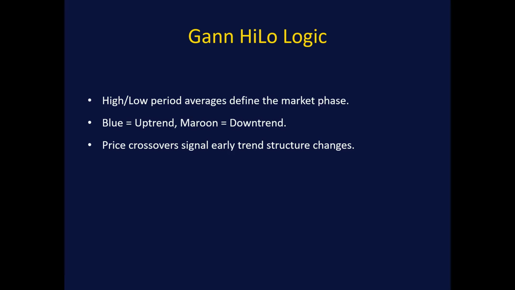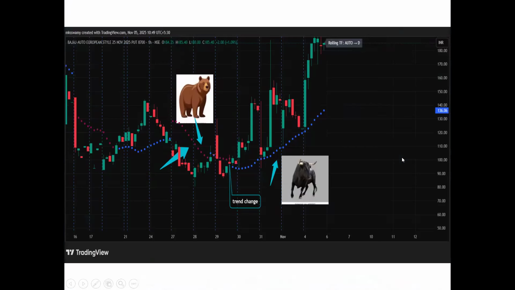Blue is equal to uptrend, maroon is equal to downtrend. Blue color is uptrend, maroon is downtrend. So it flips and changes its color when the basic condition is satisfied. That way you will clearly identify the trend change. Price crossover signals early trend structure changes. That is the Gann HiLo logic.